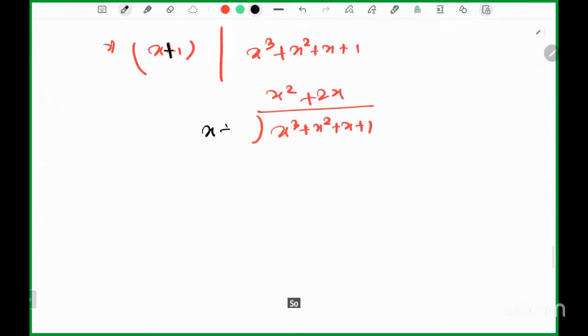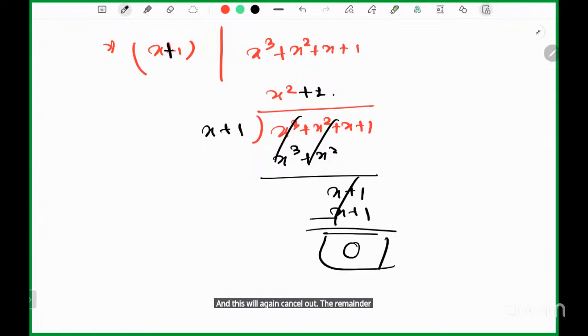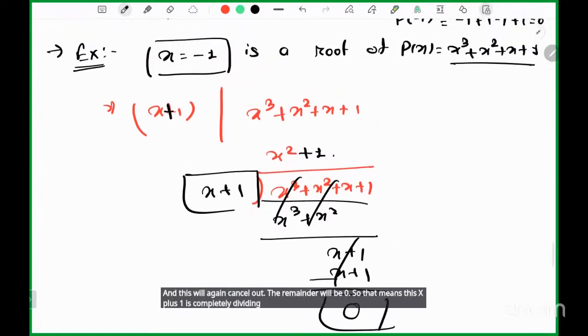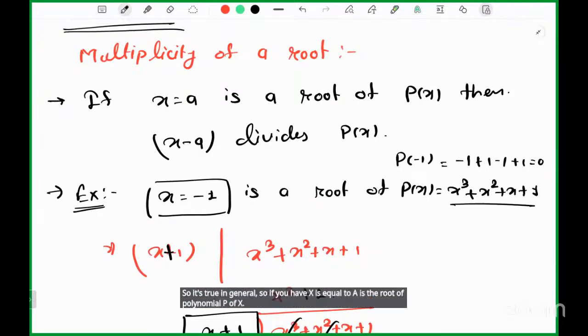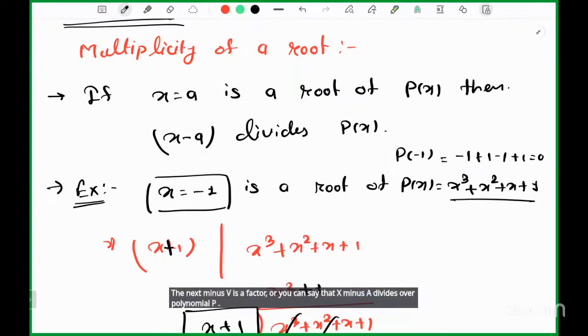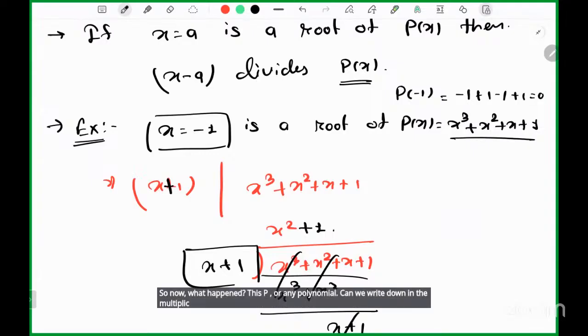So if you divide by x plus 1, x cube is there, again we have to make x square, so that is x cube plus x square. These two will get cancelled out, x plus 1 we have, so just plus 1. So you can easily see x plus 1, and this will again cancel out, the remainder will be 0. That means this x plus 1 is completely dividing our polynomial. So it's true in general: if x equals a is a root of polynomial p of x, then x minus a is a factor, or you can say that x minus a divides our polynomial p of x. Now, any polynomial can be written as the multiplication of its factors, where each factor corresponds to a root.